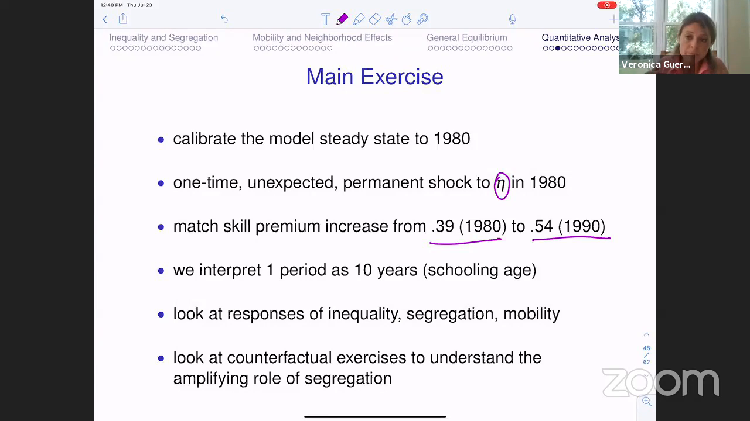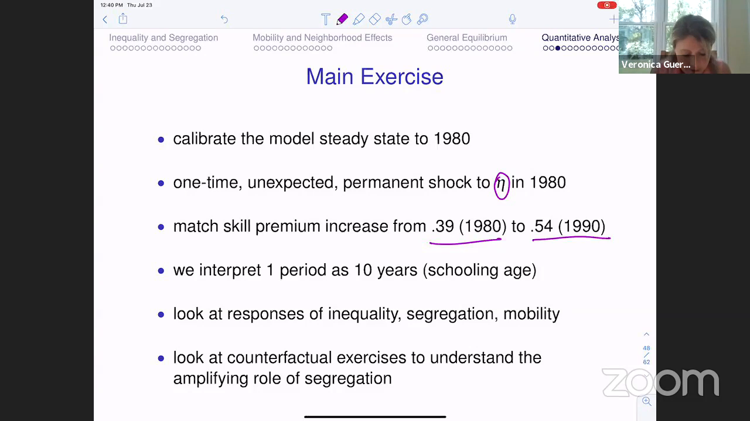And then in terms of periods, we're going to interpret one period as 10 years, because this is an overlapping generation model, so you can interpret the period as the working age, which is more like 30 years, or as education age, which is between 10 and 15 years, depending on which school you are counting. Given that our accent is on the educational part, we're going to choose to go with the schooling, and given that census tract data are available every 10 years, we are going to pick 10 as the right number.